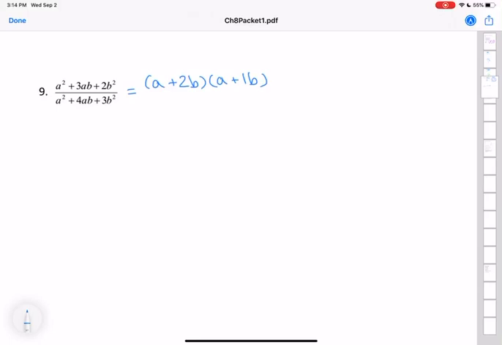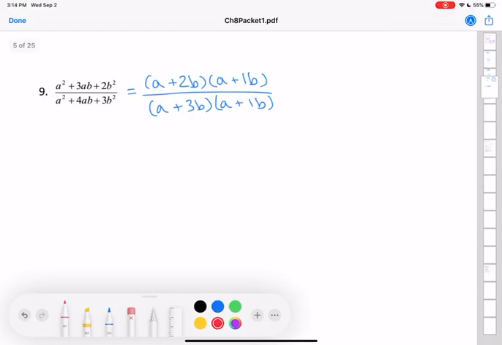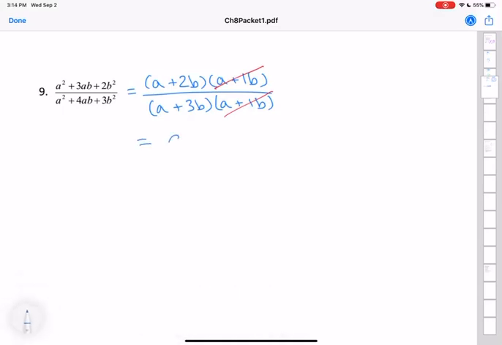All right, and then across the bottom, again, we can jump to our shortcut with our a's and b's. And two numbers that multiply to 3 but add to 4 are going to be 3 and 1. So plus 3b plus 1b. Do you see a factor that we can remove? Yeah, a plus 1b matches top and bottom, leaving us with a plus 2b over a plus 3b.